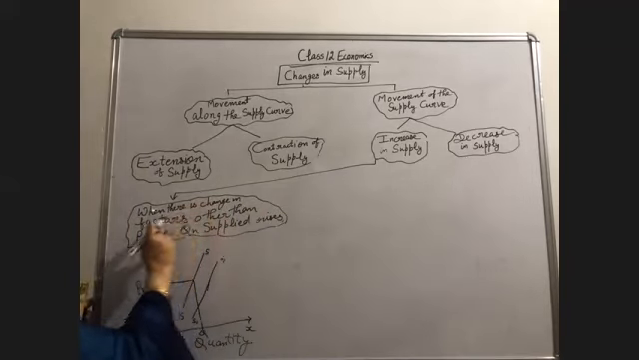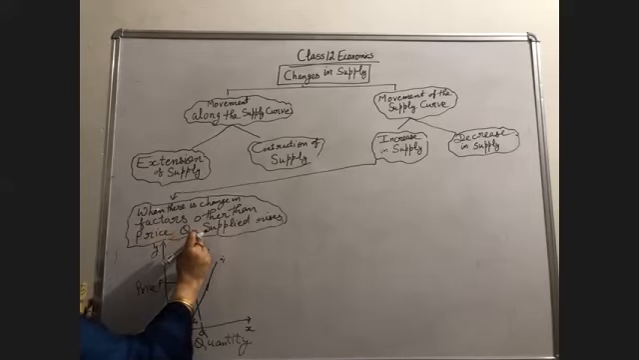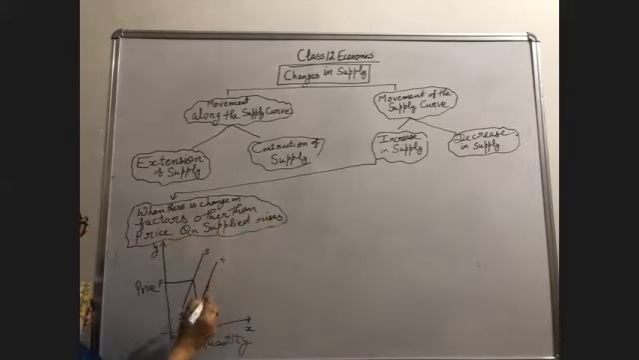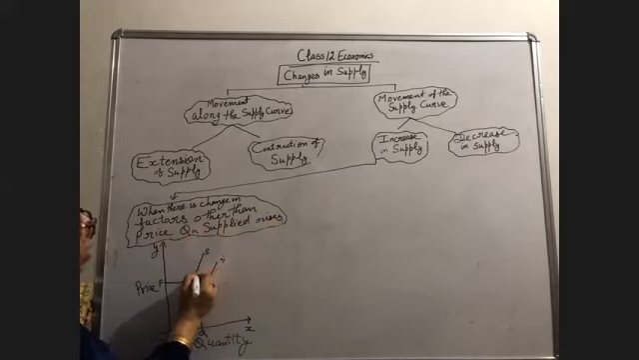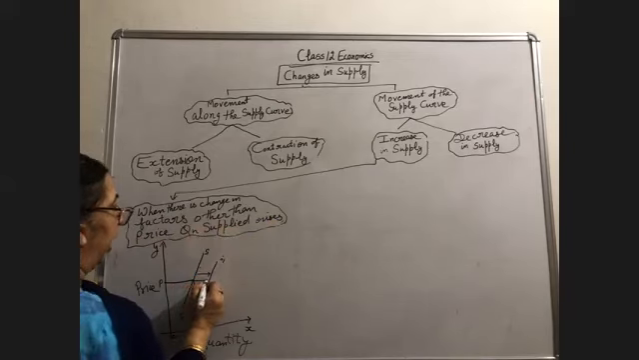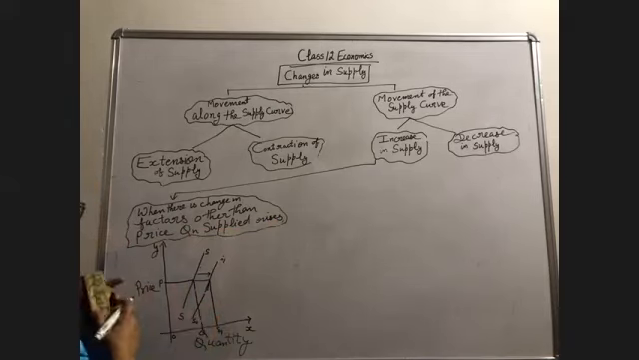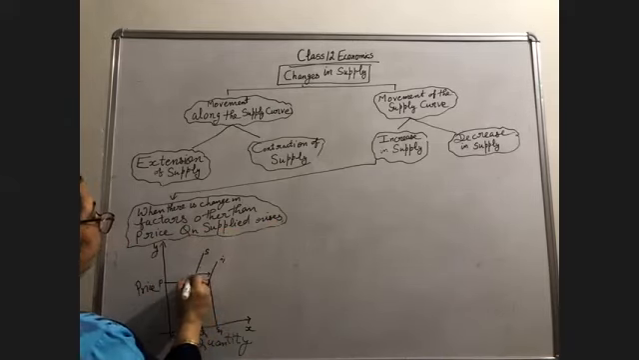When there is a change in factors of production other than price, quantity supplied rises. S1 is done, a rightward shift is done. So a rightward shift from here to here, S to S1. Okay. So this is A to B movement.